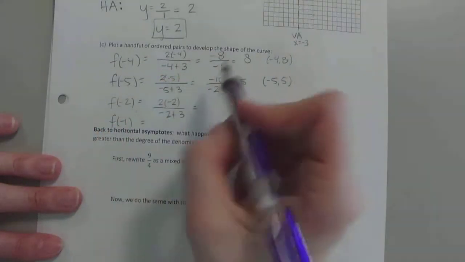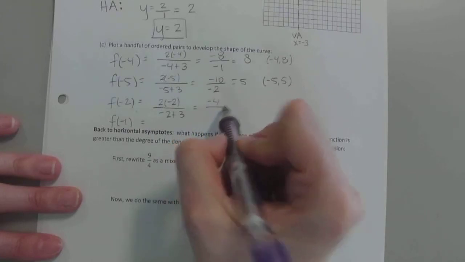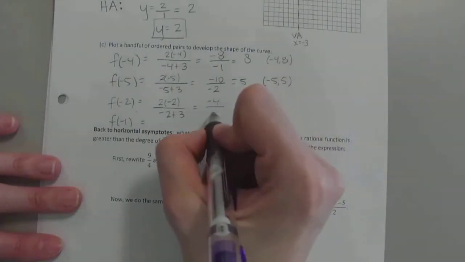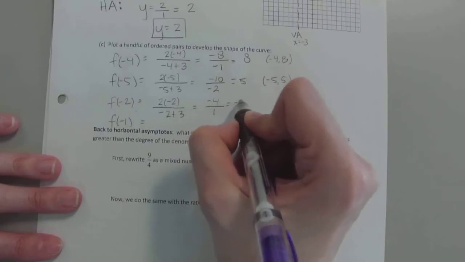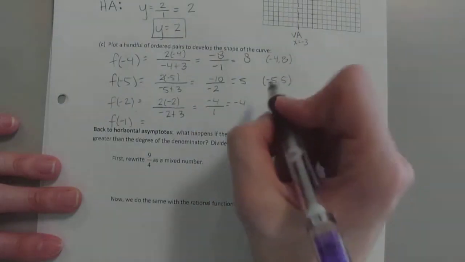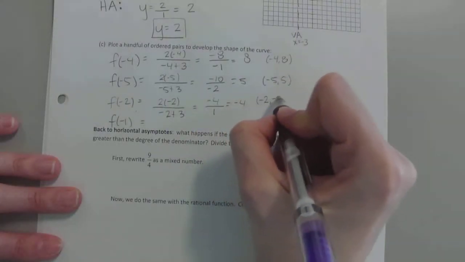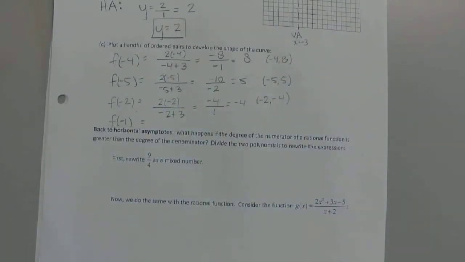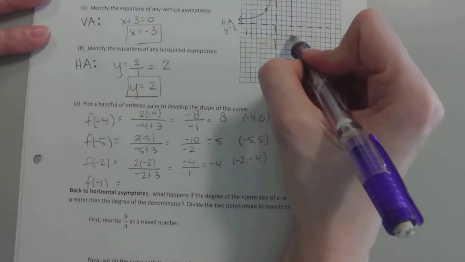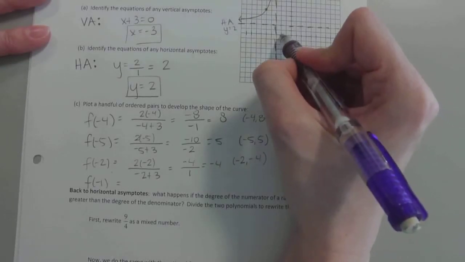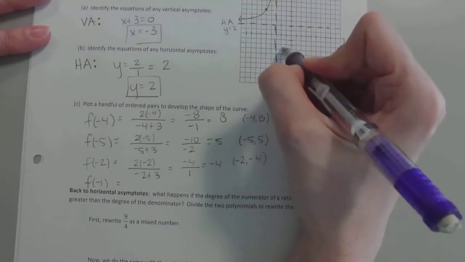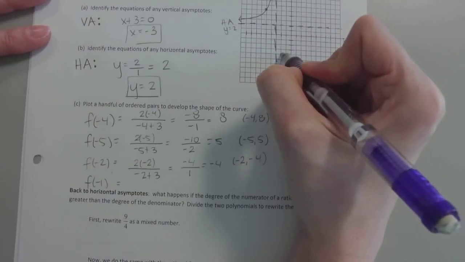Since our vertical asymptote was at -3, I'm just going to pick f of -2 and f of -1. Okay? I'm just going to do the same thing. 2 times my x value of -2 over -2 plus 3. Well, 2 times -2 is -4. But -2 plus 3 is a positive 1 now. So what's our y going to be? -4. So we can graph the point -2, -4.